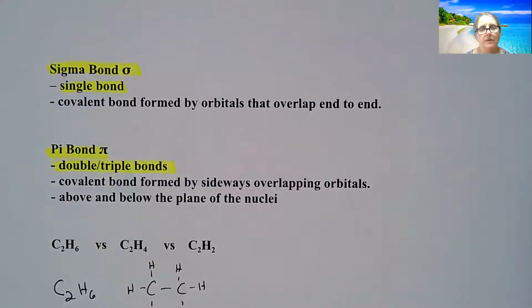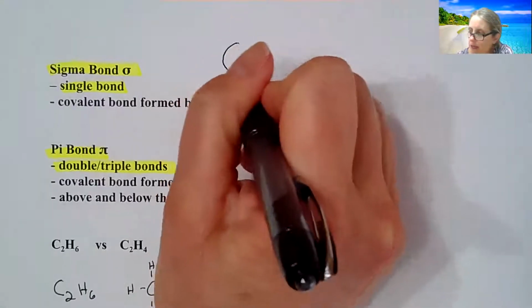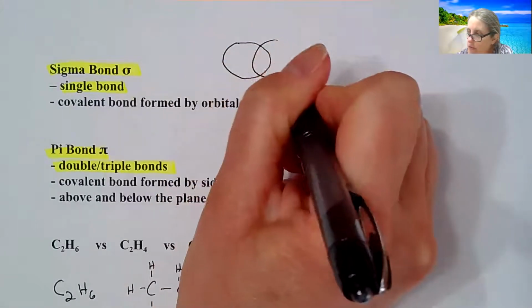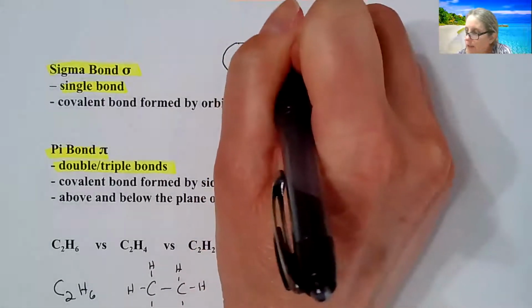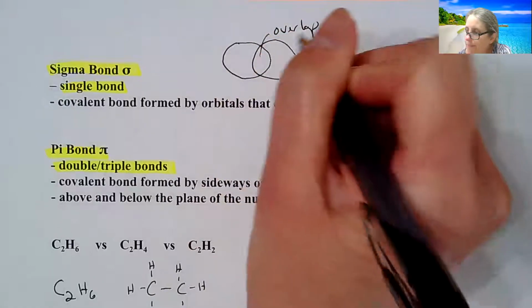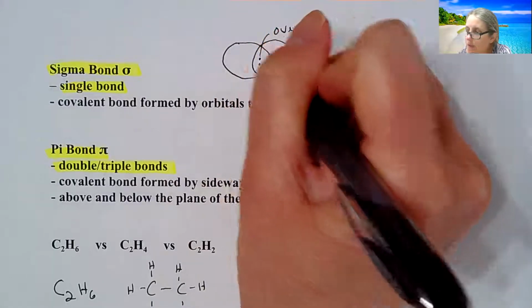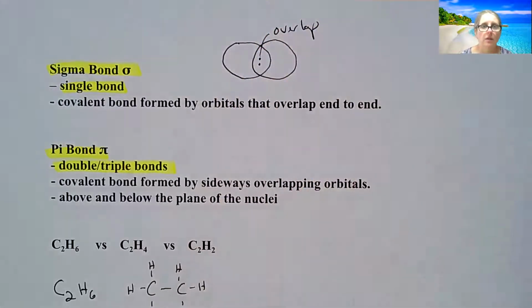So sigma bonds are what we call a single bond. So they're no different. We're just going to use a different vocabulary term. And what it is, if you think of the hybrid orbitals, it's what I was drawing in that other video. It's the overlap of two different orbitals, and so that is where the electrons are being shared. Okay, so that is what we call a single bond, with that overlap end to end.